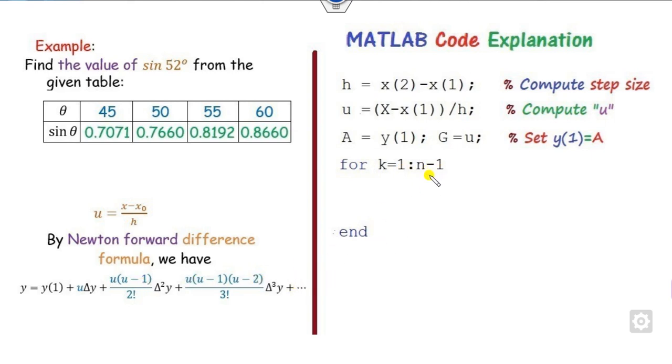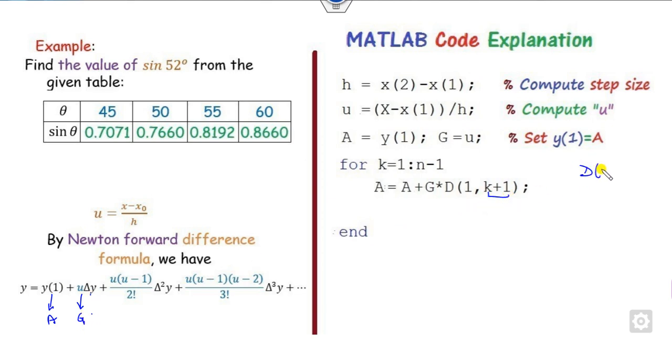Why is it n minus 1? Because remember that we have to store the divided difference from 2 to n. So that's why I have taken n minus 1. So I can write this value as a, this value as g. This is the divided difference of k plus 1.